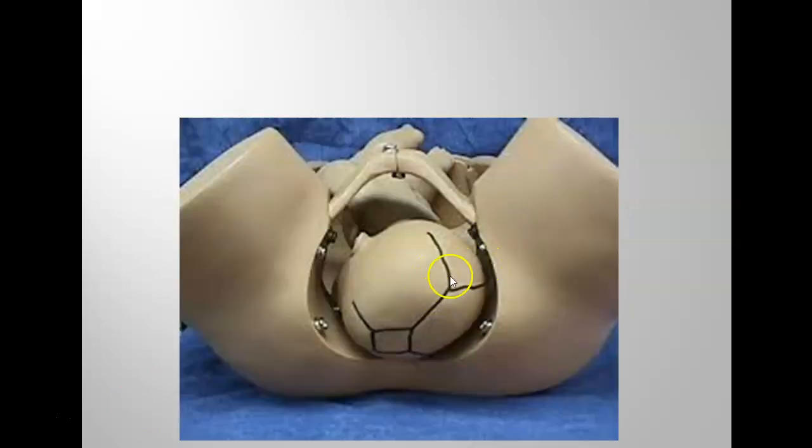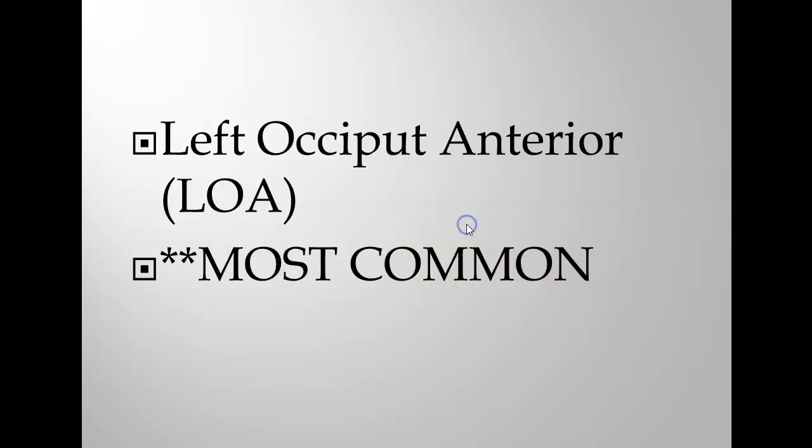And then here's another one where the occiput is toward mom's left side and toward the anterior part of her pelvis. So this would make it a left occiput anterior, and this is the most common position for our babies to deliver in.